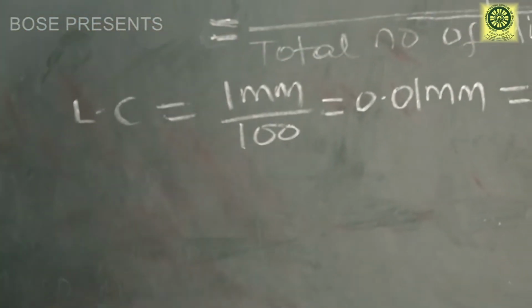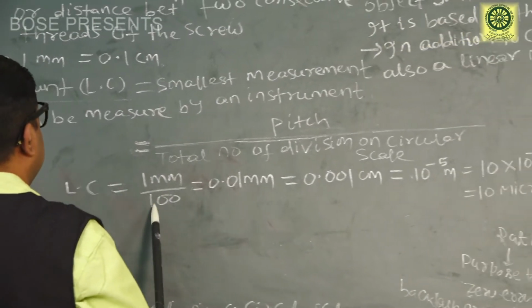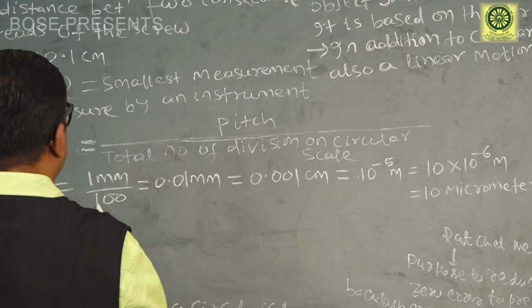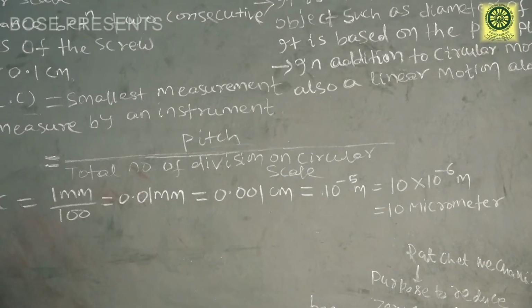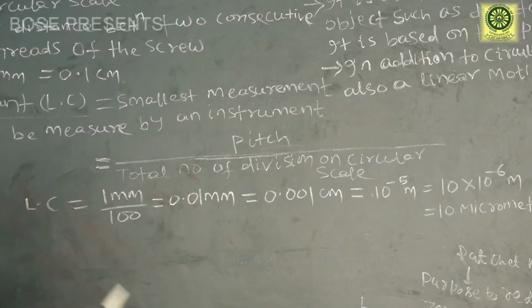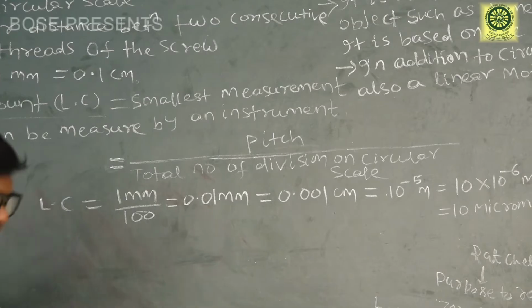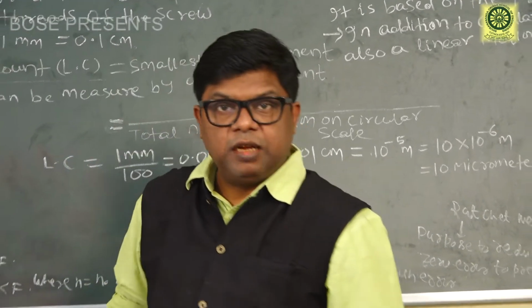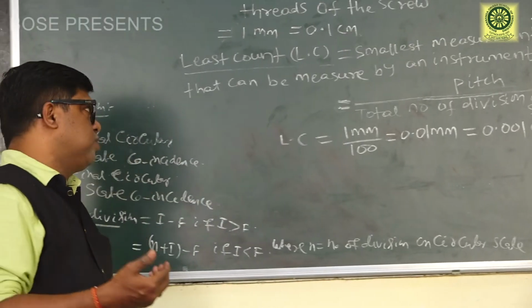So the least count is the pitch divided by the number of divisions on the circular scale. The circular scale is divided into 100 divisions, so the number of divisions is 100. Least count means the smallest measurement. Already I had told in the last experiment on the slide caliper that the smallest measurement that can be made by the instrument is known as the least count.